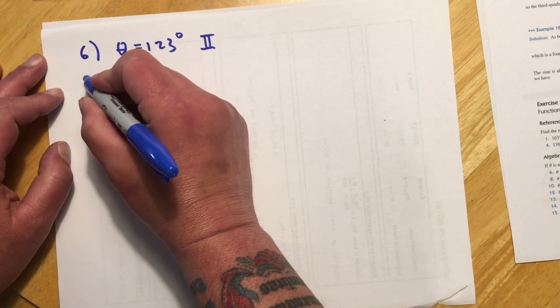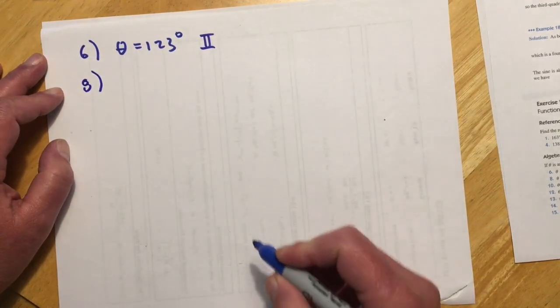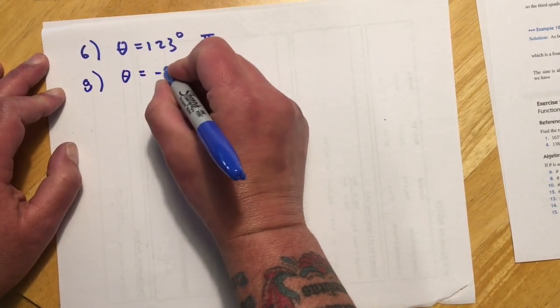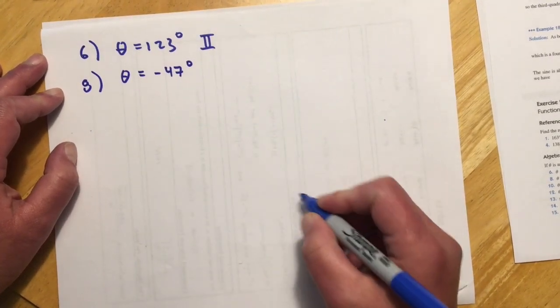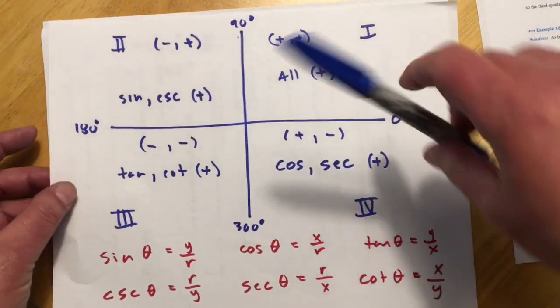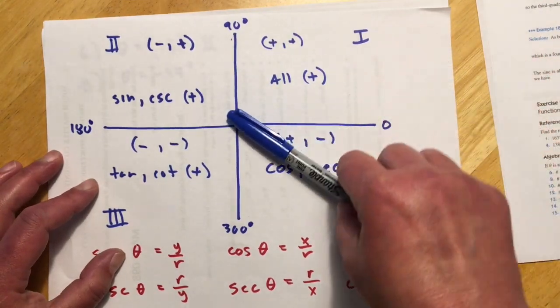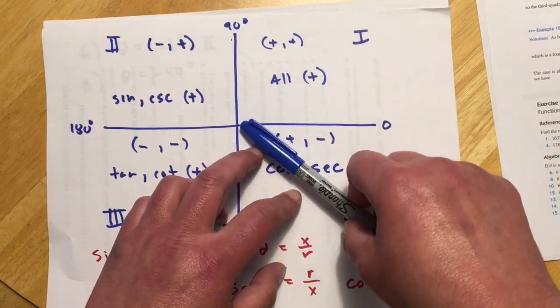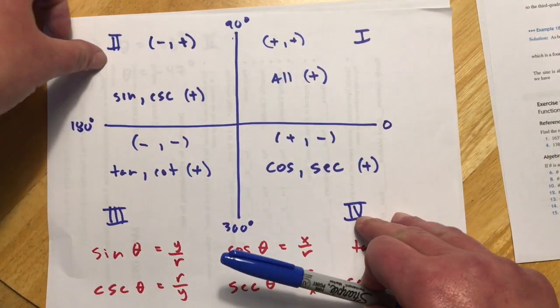Next one up is number 8. This is negative 47 degrees for theta. And so negative 47 degrees would be measured clockwise from the x-axis. It's about 45, so I'd put it around here. So that's going to be in the fourth quadrant.